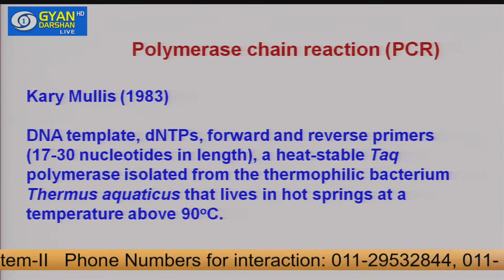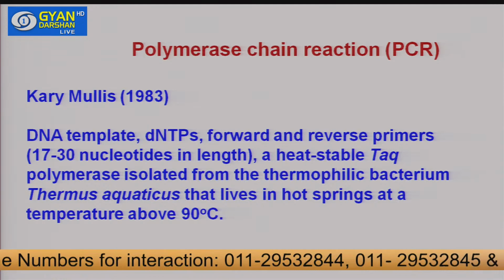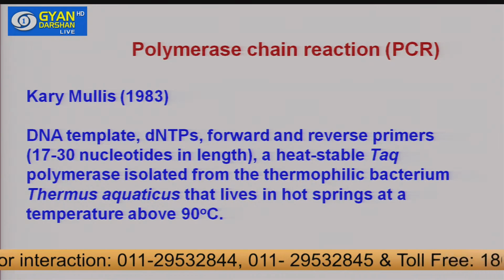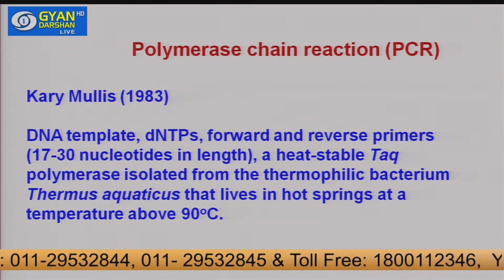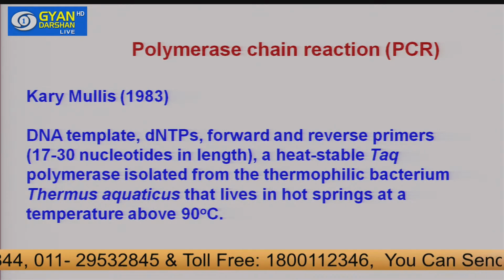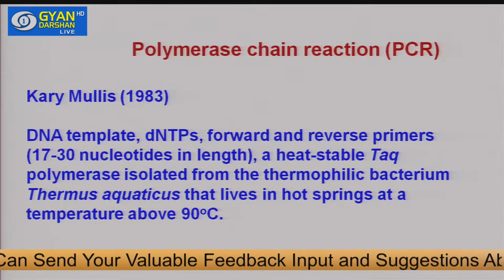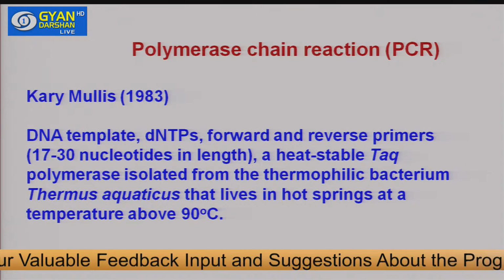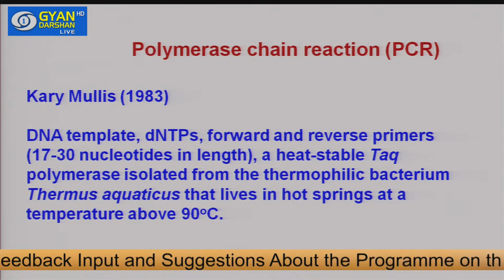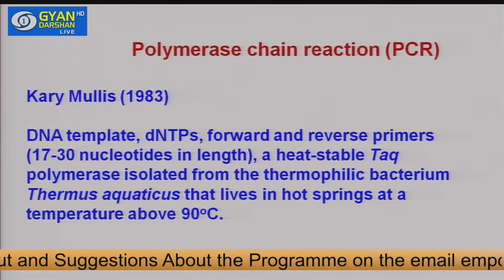Next we go to two very important techniques. These are very much allied techniques. One is PCR and another is RT-PCR, that is polymerase chain reaction and reverse transcriptase polymerase chain reaction. Now polymerase chain reaction, Kary Mullis in 1983, he got the Nobel Prize for the discovery of the polymerase chain reaction. Now in PCR reaction, what are the components that you need to use?